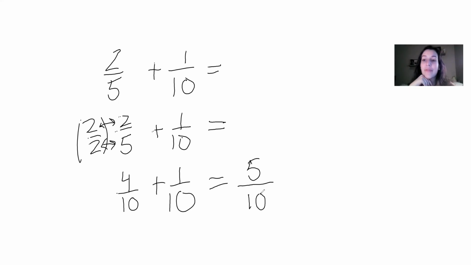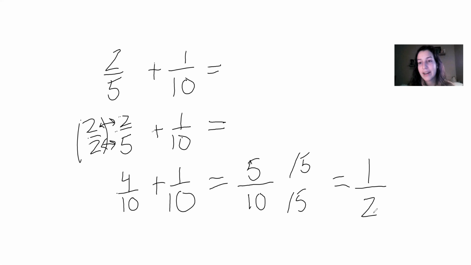We can take this a step further and think, is there a way that we can simplify 5 over 10 and reduce it? Both 5 and 10 are multiples of 5, so we can divide both the numerator and the denominator by 5. That should get us 5 over 5 is 1, and 10 divided by 5 is 2. So our final answer is just going to be 1 over 2.